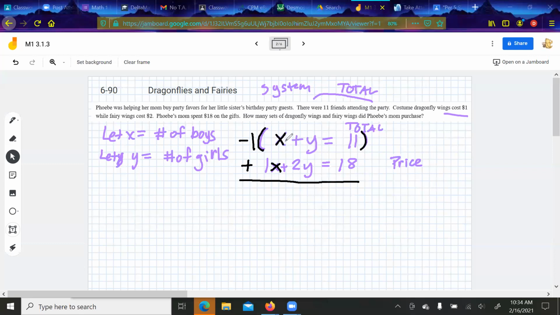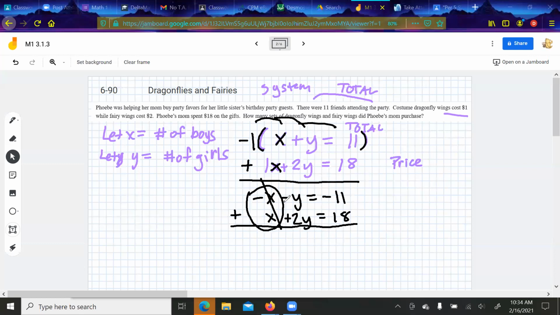If I multiply the top equation by -1, I'm going to get -x minus y equals -11, right? Because I multiplied that by negative, they're all going to be negative. And the bottom equation, I'm going to leave alone, x plus 2y equals 18. Now we can add them together. The x's are going to go away because they're opposites. We always try to get them to be opposites, right? So they cancel out. 2y minus 1y is 1y. And then 18 minus 11 is 7.